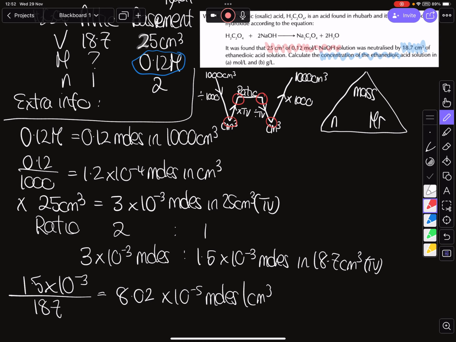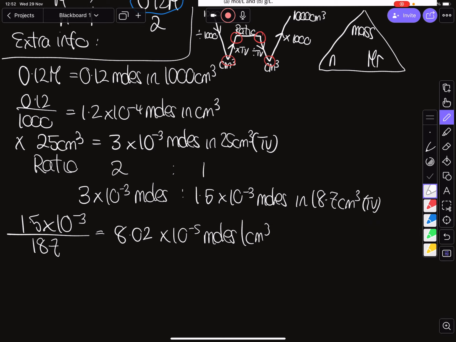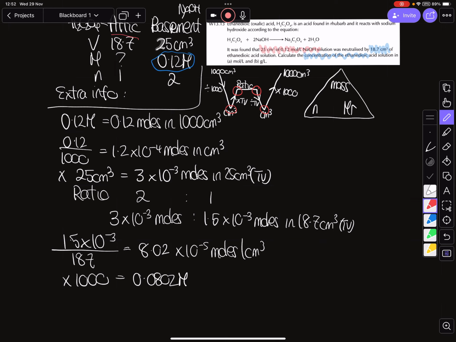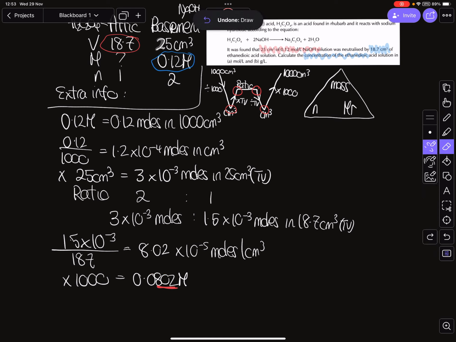That has gotten us to here, and we finish it off by going up by multiplying by 1,000, and that is going to give us 0.0802 big M. So again, we just have a look at our data table and we can see up here we have 3 significant figures, and these here are 3 significant figures. This 0 is significant because it comes after this 0, if that makes sense.